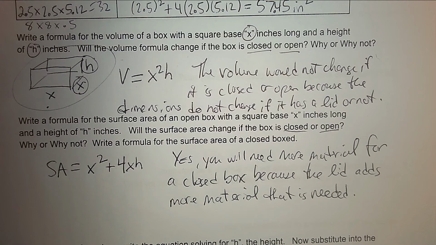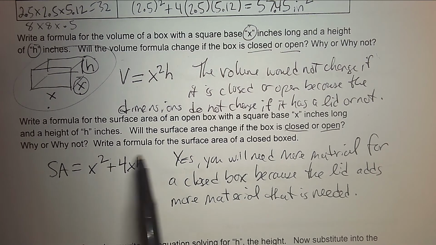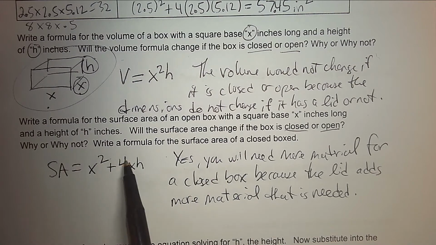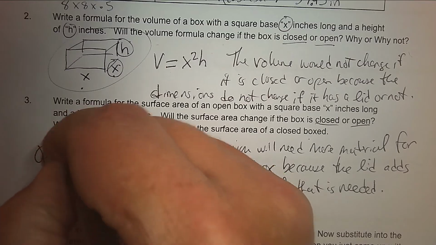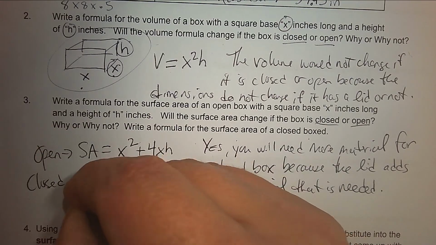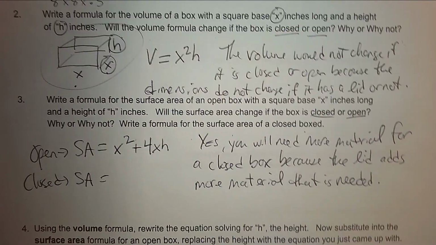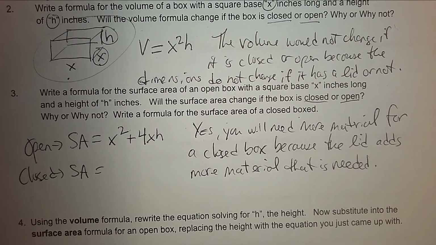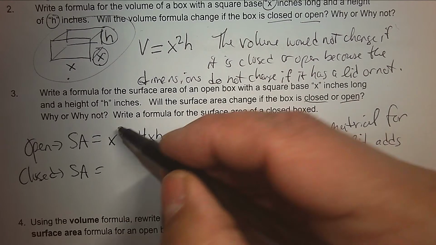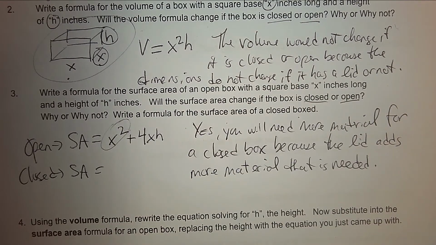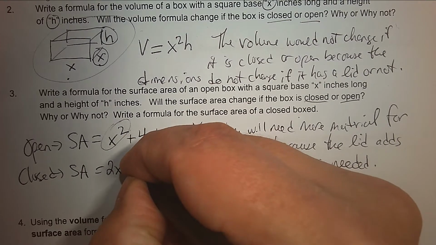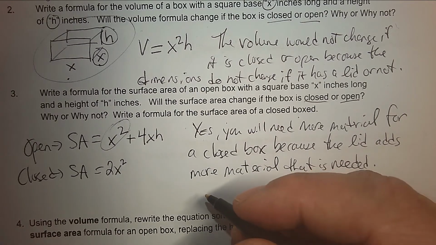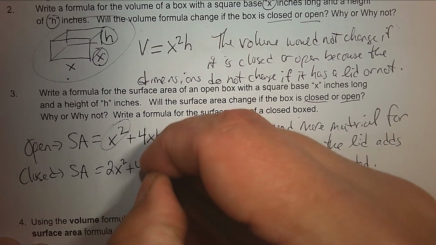Okay. So write a formula for the closed box. So this one is for the open. How would the formula change if it was closed? Something's going to change. What's going to change? So instead of 1 x squared, we now have 2 x squared for both the base and the lid, and everything else would stay the same.